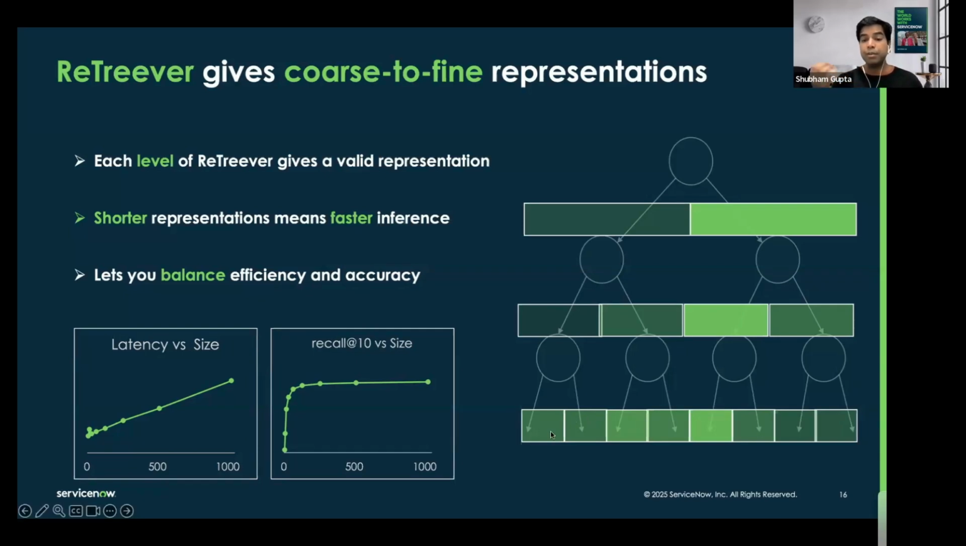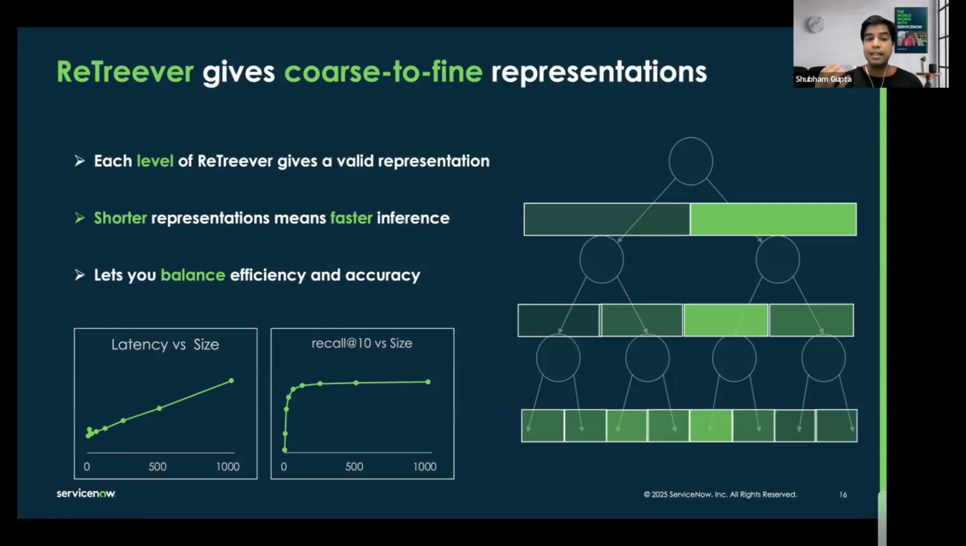So if we are fetching the probability distribution as a dense embedding from the leaves, we can also fetch it from other levels. So in this case, from the leaves, we get a representation of size 8. But if we were fetching it from the earlier level, we get a representation of size 4. And if you fetch it even at an earlier level, we get a representation of size 2. So this is the advantage of Retriever, that we can get dense embeddings of various different sizes based on the level from which you choose to fetch these probability distributions. So each level of Retriever gives us a valid representation.